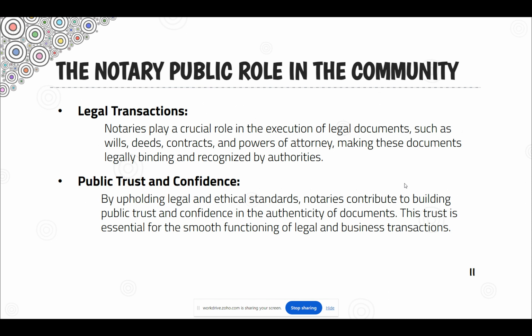Legal transactions. Notaries play a crucial role in the execution of legal documents, such as wills, deeds, contracts, and powers of attorney, making these documents legally binding and recognized by authorities. Public trust and confidence. By upholding legal and ethical standards, notaries contribute to building public trust and confidence in the authenticity of documents. This trust is essential for the smooth functioning of legal and business transactions.